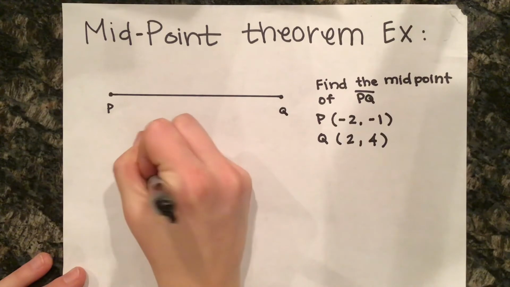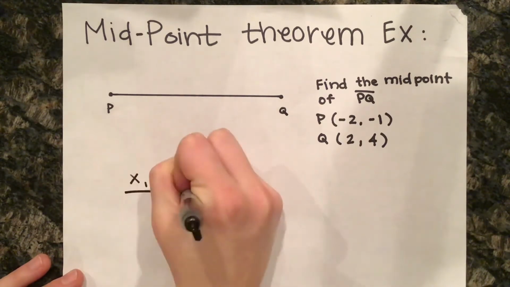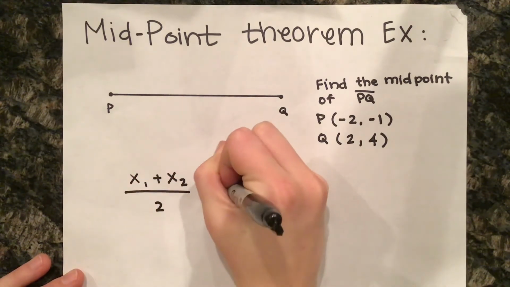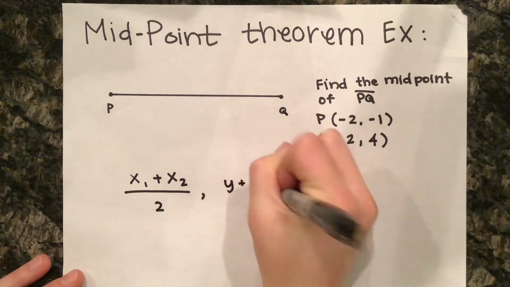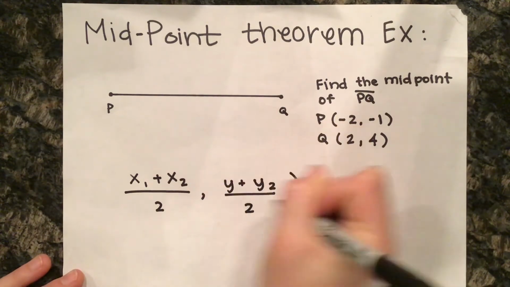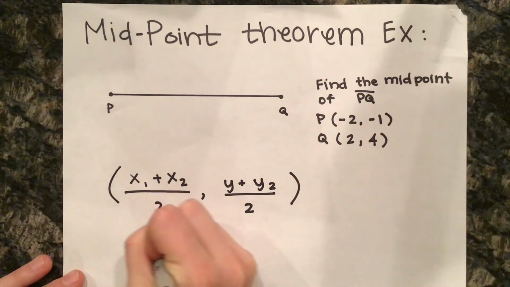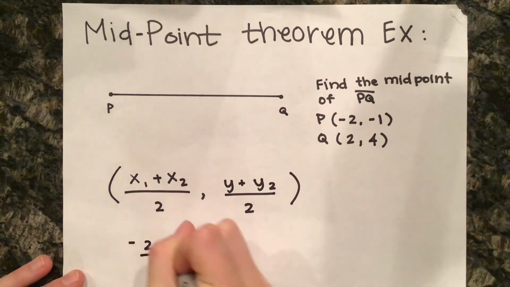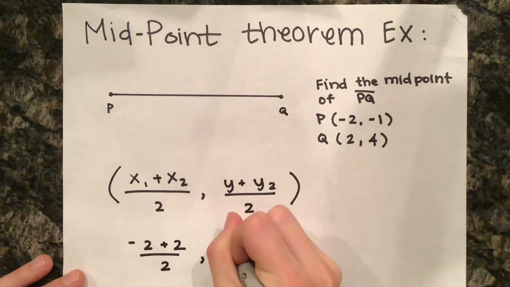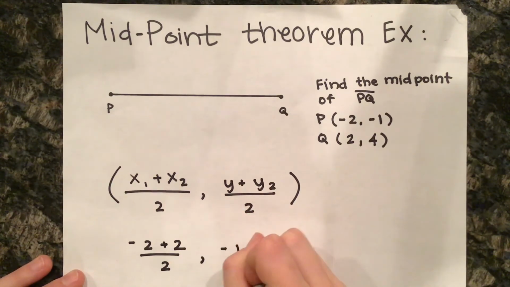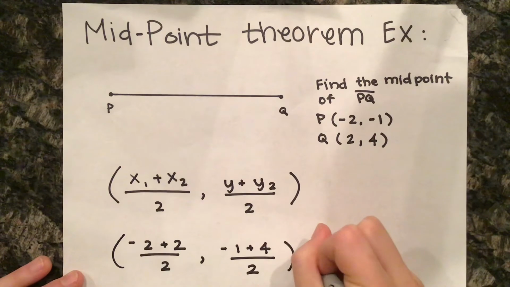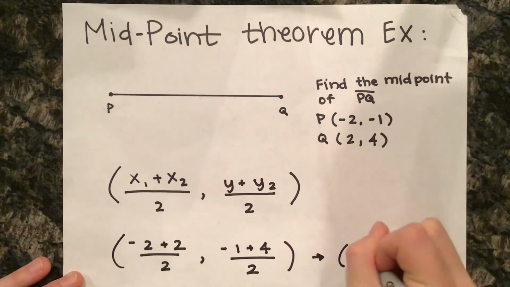Finally, one last example to show the midpoint theorem. Start by writing your midpoint formula, which is (x1 plus x2) divided by 2, comma, (y1 plus y2) divided by 2. Then plug in your numbers, which is (-2 plus 2) divided by 2. Then (-1 plus 4) divided by 2.